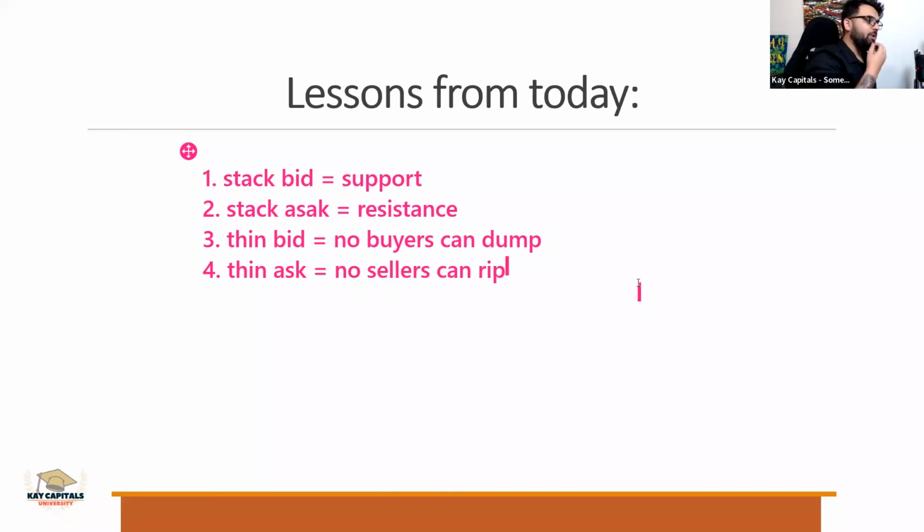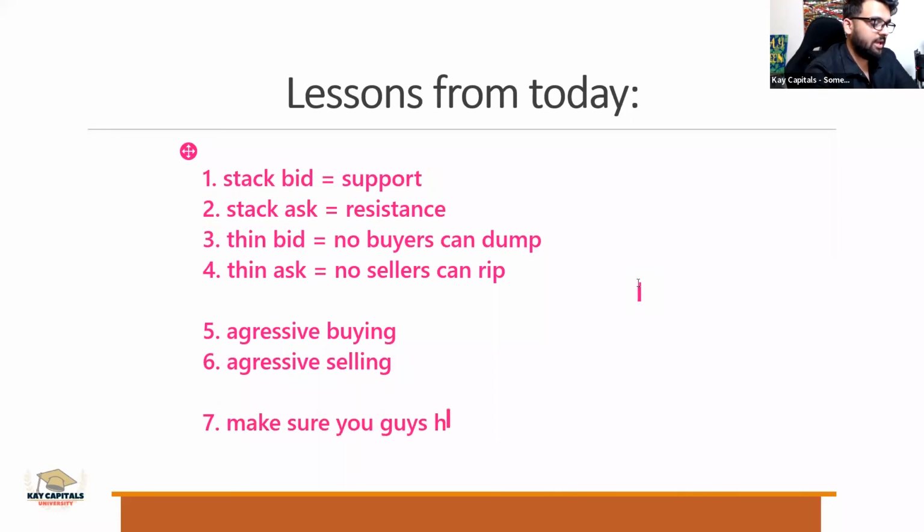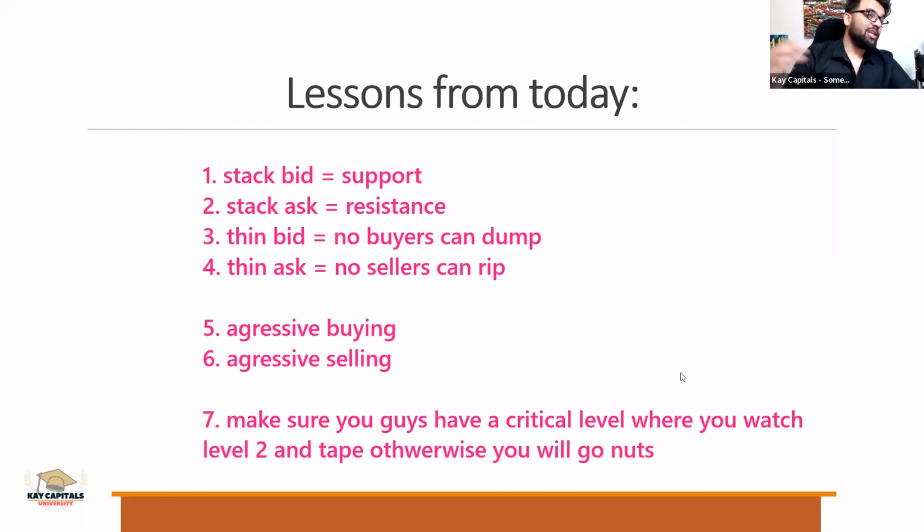This is the most important thing that we learned today. And then the fifth one is aggressive buying, and sixth is aggressive selling. And the seventh point I'll give you is make sure you have a critical level where you watch level 2 and tape. Otherwise, you're going nuts. If you're watching level 2 out of everywhere, in the middle of nowhere, you go crazy. So try to stay away from that.